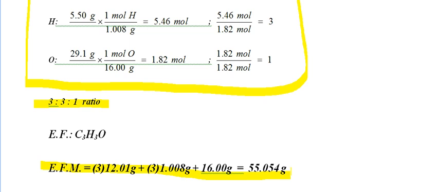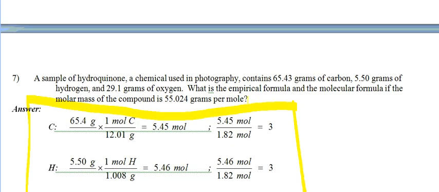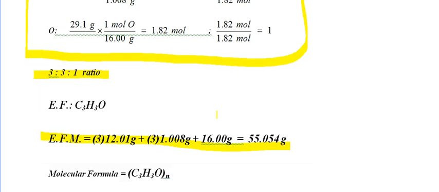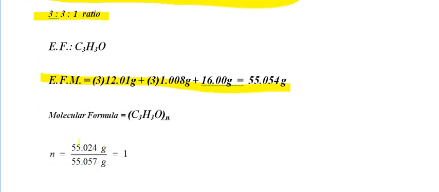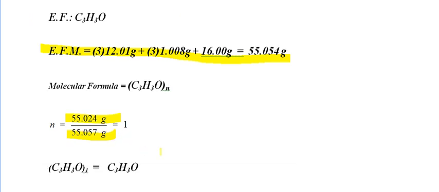To find the molecular formula, we need to go back to the question, find the molecular formula mass, which is right there. It was given to you. The molecular formula mass is right there. So what we need to do is take the molecular formula mass over what we just calculated. And this is very, very close to 1. Actually, it's like 0.99 something. So the n is 1. So my empirical formula is the same as my molecular formula.